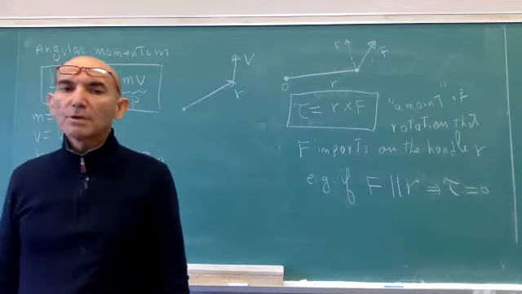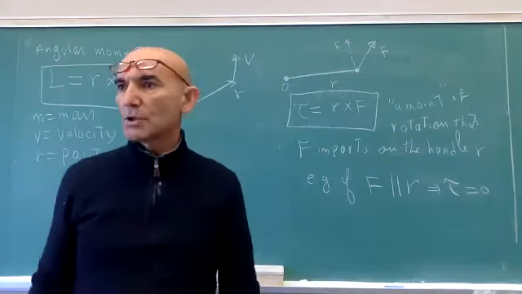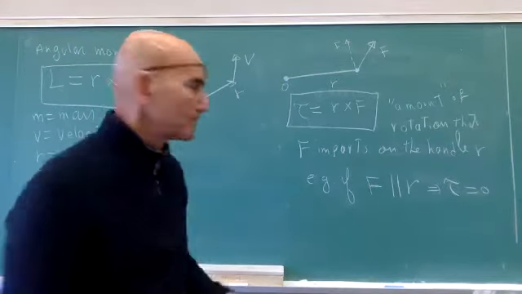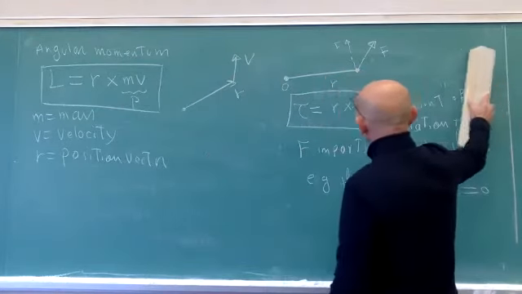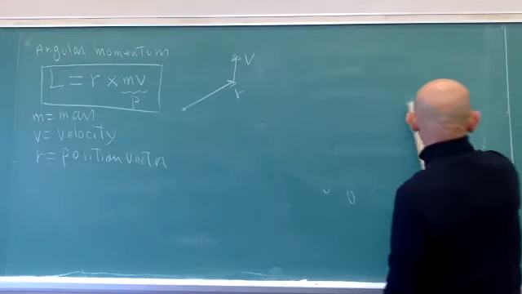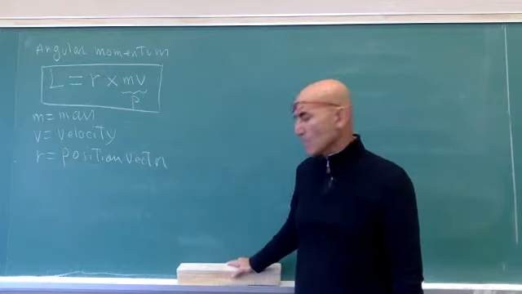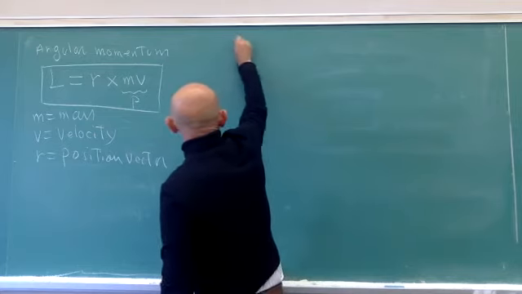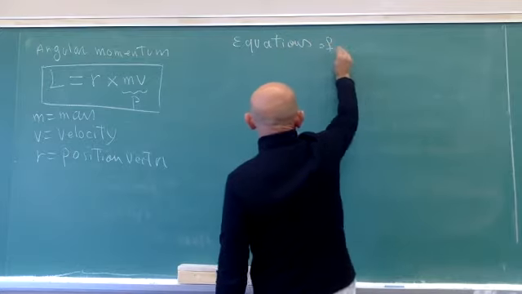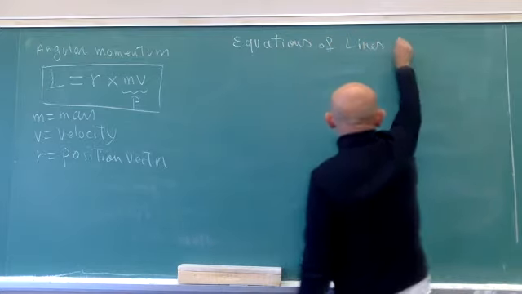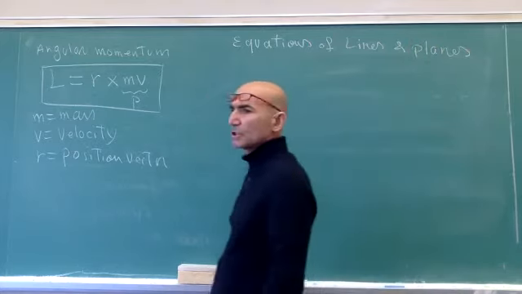So we're going to start talking about equations of lines and planes using dot product and cross product again. So let me just write now. Any questions or comments? Okay. So equations of lines and planes. I believe this is section 2.5 in your book.